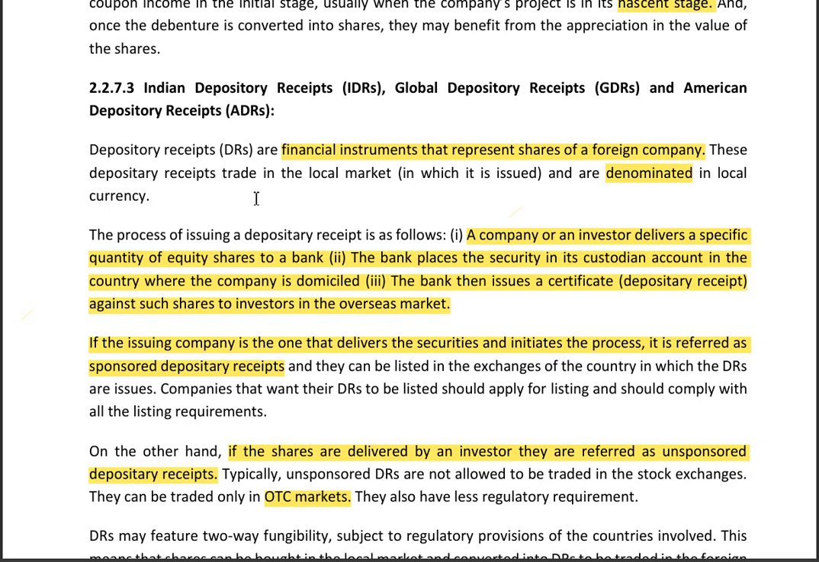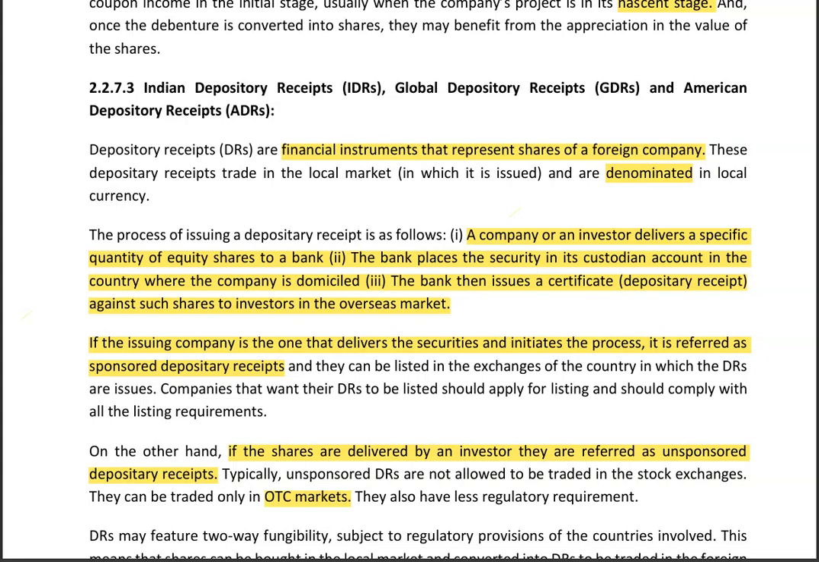Simple terms. Let's talk about IDR, GDR, and ADR. These three are very important. Any one or two might be asked in the exam. You can see at least one or two questions from these in the question paper. Simply, depository receipts are financial instruments that represent shares of a foreign company. Understood?